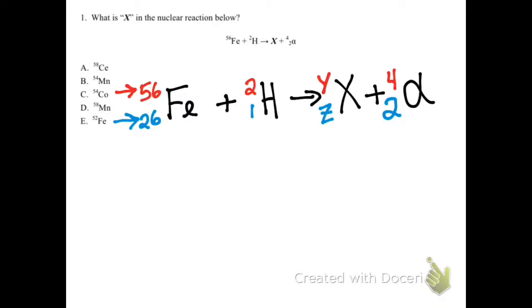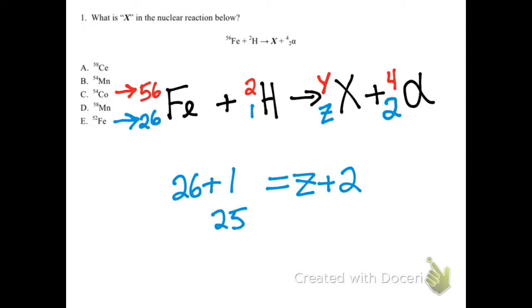So first, let's figure out what element we're looking at. So we're going to solve for Z. And Z plus 2 is equal to 26 plus 1. So what we'll do is subtract 2 from both sides. We'll end up getting that Z is equal to 25. So 25 protons means that we're looking at none other than manganese, Mn.